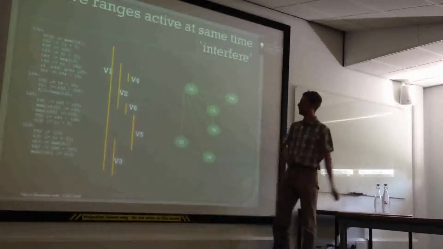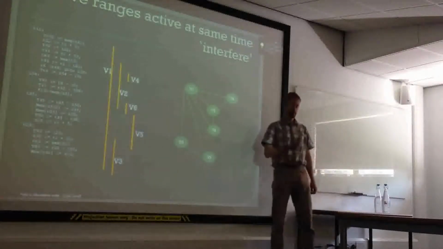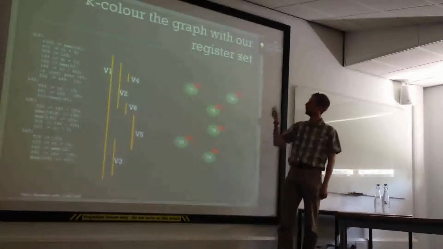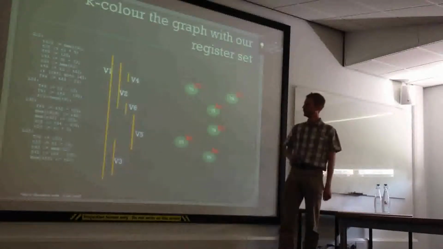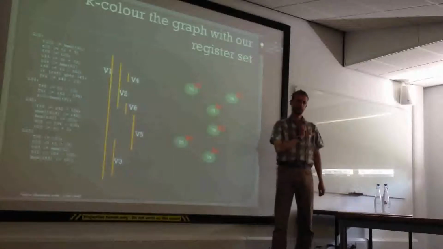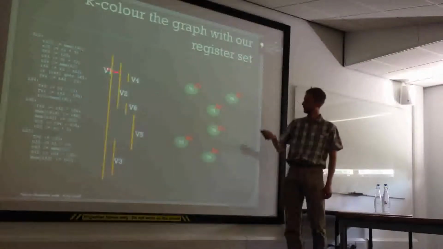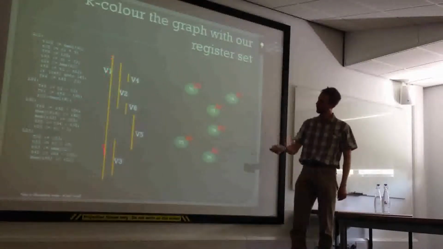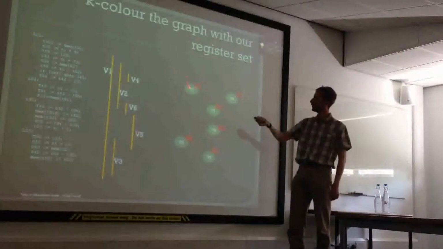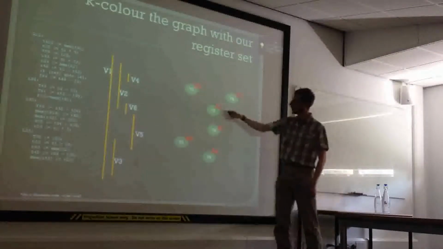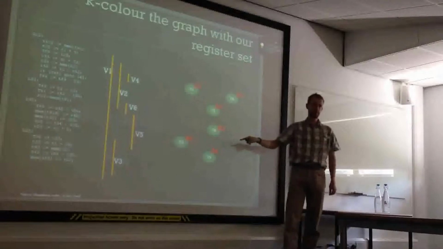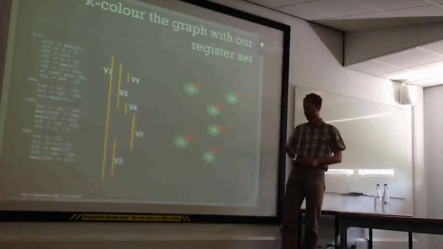So now we have a graph, and we can apply a k-colouring algorithm of registers to that graph to perform our register allocation. So now we can see that V1, which is live for the whole program, has been assigned to register 1, and register 1 is not used anywhere else in the program. So we've achieved our register allocation.